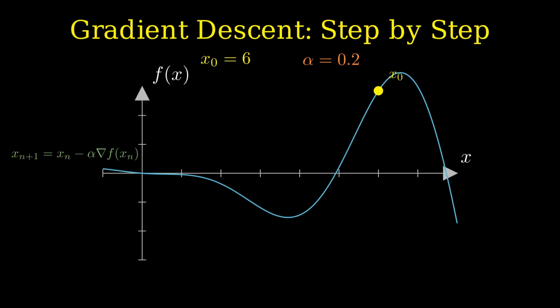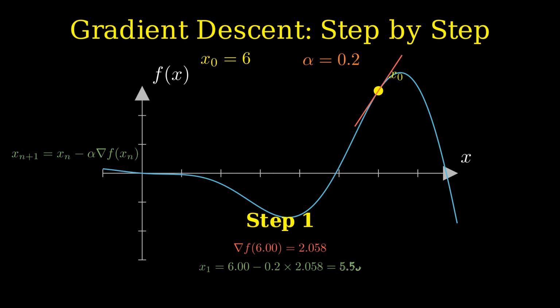Remember our formula. x next equals x current minus alpha times the gradient. Step 1. First, we calculate the gradient at our current position. The gradient at 6 is about 2.058. See this red tangent line? That's showing us the slope. Now we update. x1 equals 6 minus 0.2 times 2.058, which gives us 5.59. Watch as we move in the negative gradient direction, downhill.